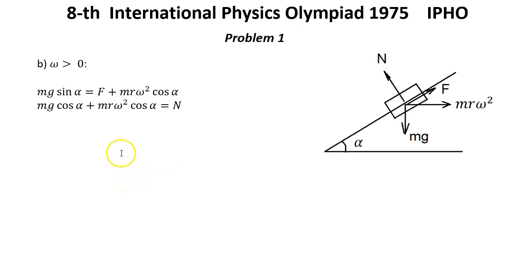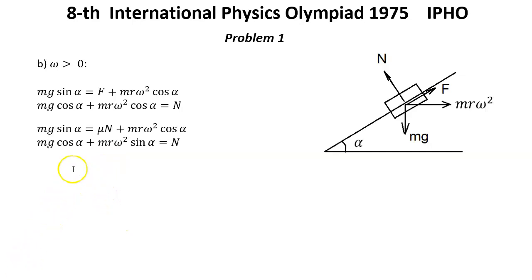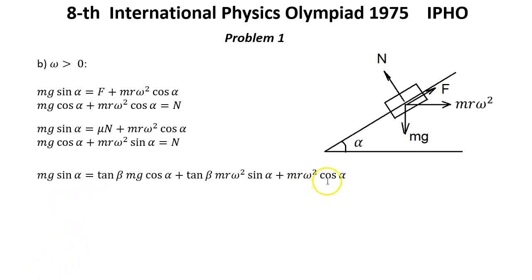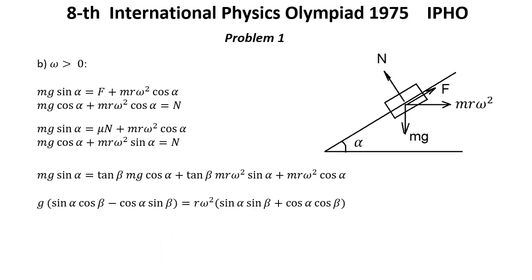Again, for critical force of friction F equal mu N. In that case we have these two equations, and now we can put the expression for N here and use mu equal tangent beta. So we have this one. Now we can multiply everything by cosine beta, and we will get this formula. Now we can see that here we have sine alpha minus beta, and here we have cosine alpha minus beta. So we have this one. In case of critical angle we have this one.